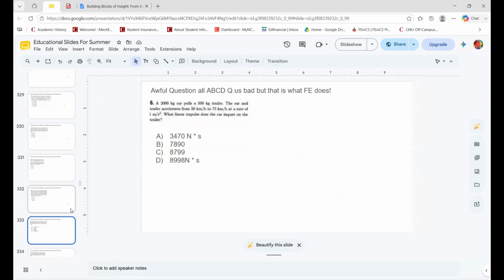A 2,000 kilogram car pulls a tractor of a 5,000 kilogram trailer. The car and trailer accelerate from 50 to 75 kilometers per hour at a rate of 1 meter per second squared. What impulse does the car impart to the trailer? Didn't we already do this? I swear we already did this.